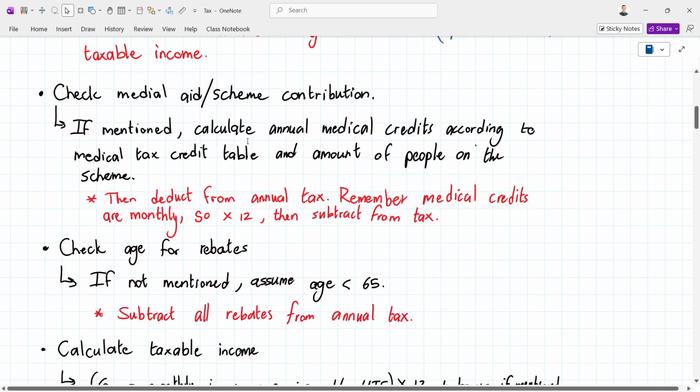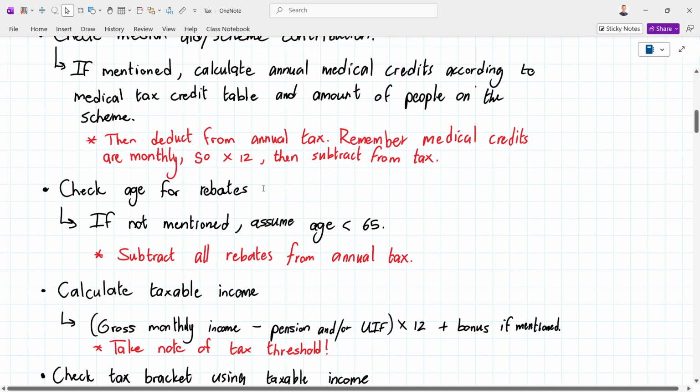Then check if they are part of a medical aid. If they are part of a medical aid, you need to work out the medical aid credits from the medical aid tax credit table and times that by 12. You're going to end up subtracting that from their annual tax. So that gets deducted from your annual tax.